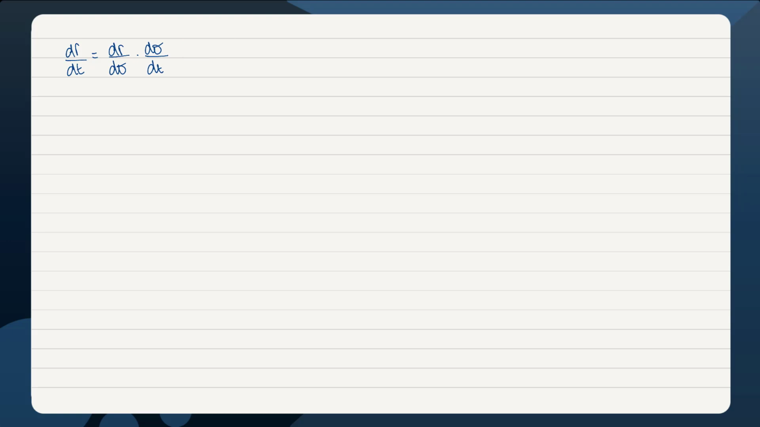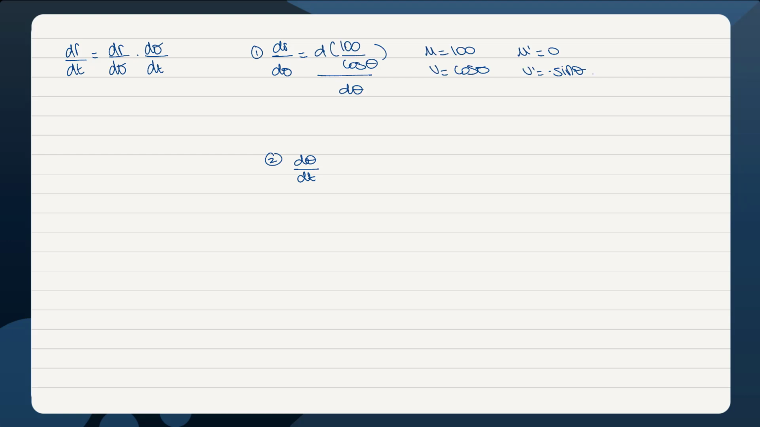Now it is always a good practice to split the two terms from the right hand side and work out each of these terms on their own. So for dr over d theta, we can replace r as a function of theta, so that's 100 divided by cosine theta, and simply take its derivative. Again, remembering from calculus, we're dealing with a fraction, so we can write u is equal to 100 and v is equal to cosine theta. u prime is equal to 0 since it's a constant, and v prime is equal to minus sine theta.